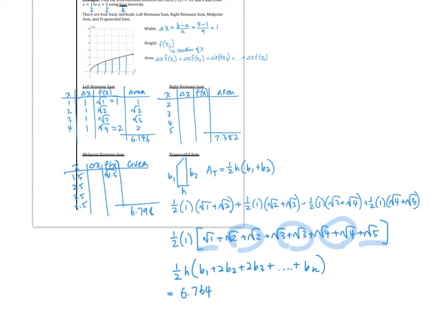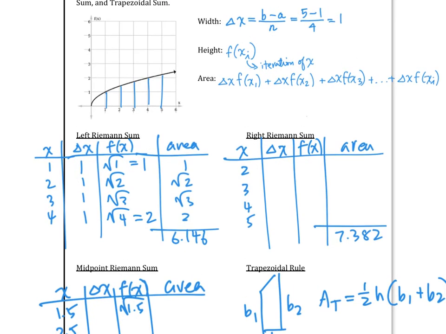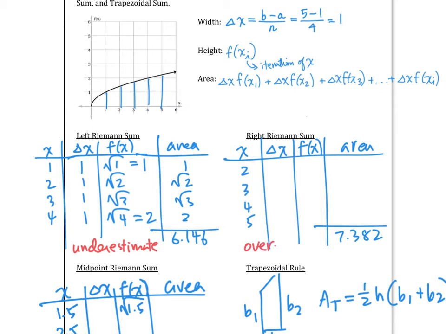Now, if we have to compare left and right, which one's going to overestimate and which one's going to underestimate? It's pretty clear to see that left hand is going to underestimate, and the right hand is going to overestimate. Why is that? Because of the shape, right? Is it because this shape is increasing, or is it because the shape is concave down? So this is actually because it is increasing.